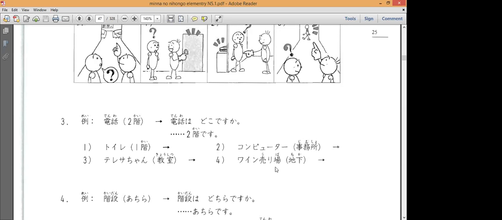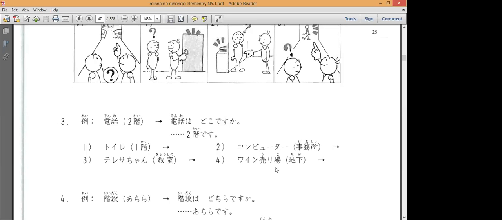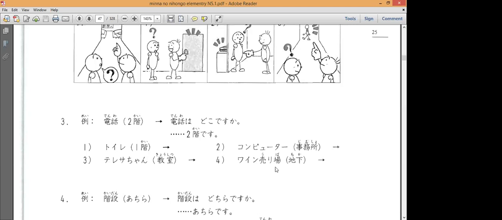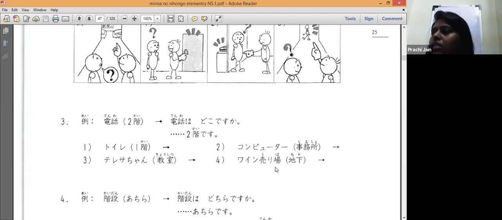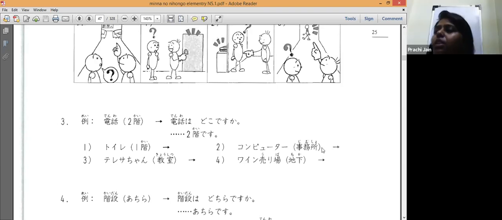Okay, so for the first one? Toire wa doko desu ka? Ichikai desu. Correct. Next? Computer wa doko desu ka? Answer is? Jimusho desu. What does this mean? Like computer is where? Here is the computer. He's saying Jimusho desu, in the office. Office.